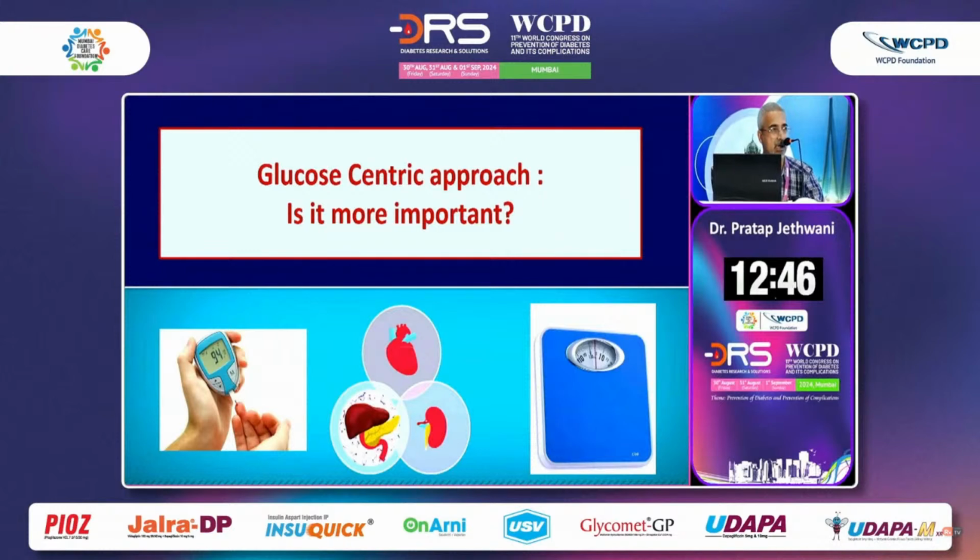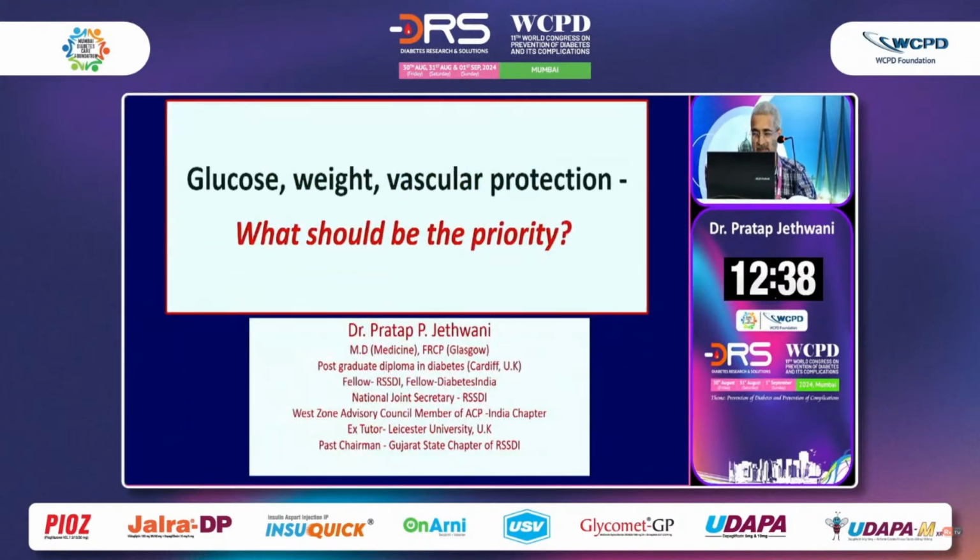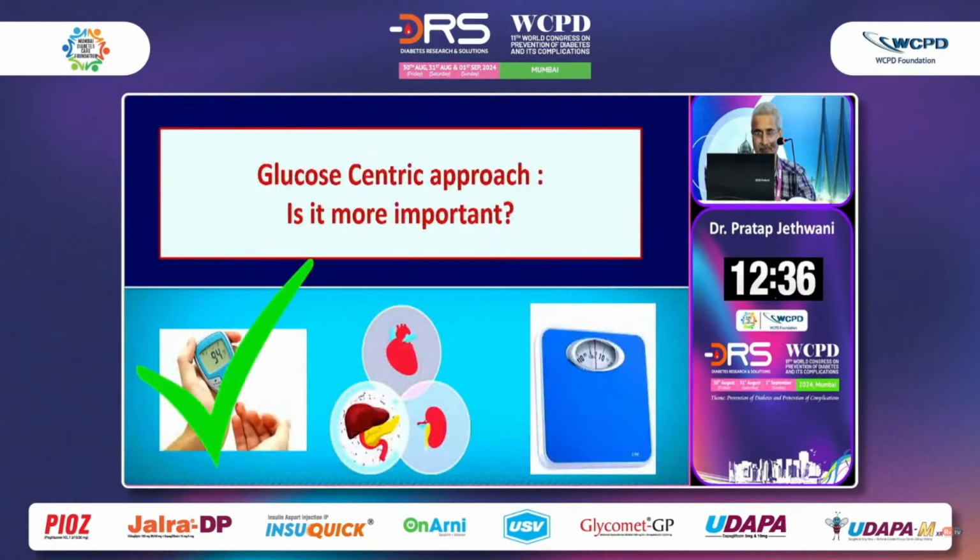So I will start with glucose, weight, and vascular protection. What should be the priority? I will first start with the glucose-centric approach. Is it more important as far as diabetes management is concerned?